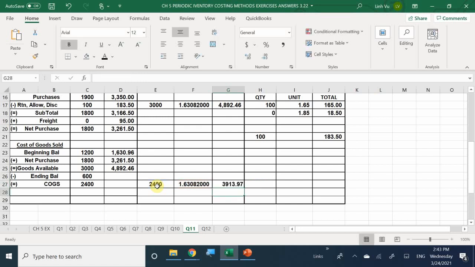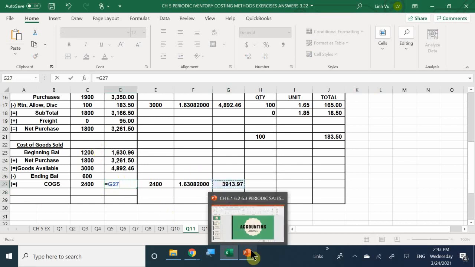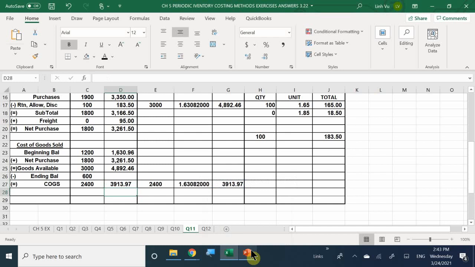39.13.97. 39.13.97 is correct. All right. And then of course we plug in our numbers here. Right? So this is another cell reference. I'm going to cell reference it from here because that's what I originally got it from. And then last but not least, what is going to be my ending inventory?